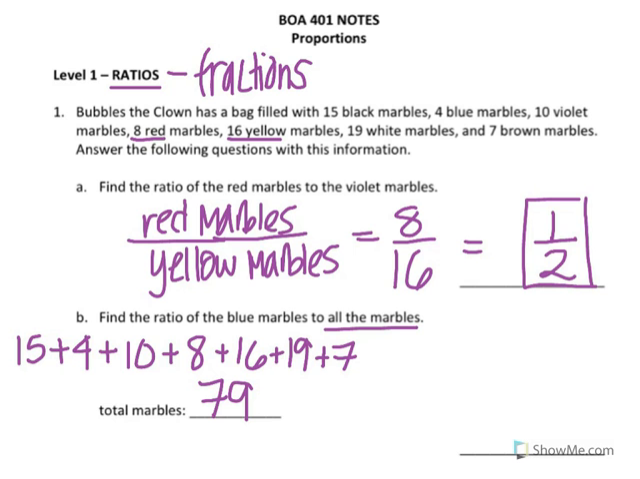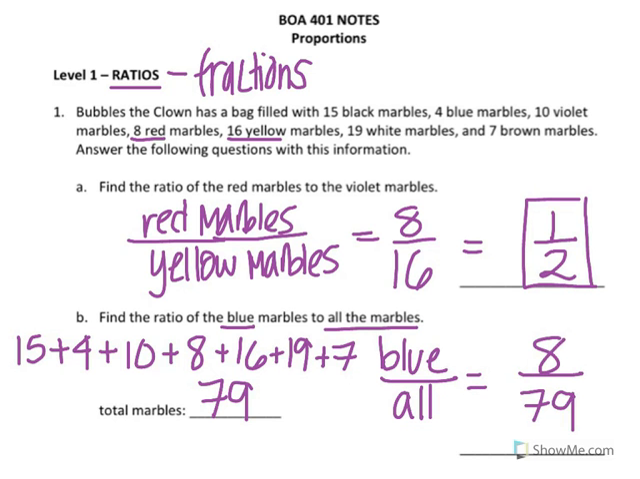So again, we're going to find the ratio of the blue marbles to all the marbles. So I'm going to write this out in words. Blue to all, which means that we have 4 blue marbles over 79 total. This is the fully simplified fraction because there's not a common divisor between 4 and 79.